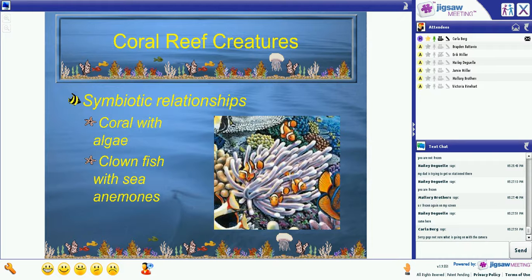As I mentioned before, there are lots of coral reef creatures that have symbiotic relationships. Corals have a symbiotic relationship with the algae. It's a mutualistic relationship. They both rely on each other to coexist. Last week, we talked about the clownfish and the sea anemones and their mutualistic relationship. Does anyone remember what mutualistic or mutualism means? The clownfish and sea anemone is an example.